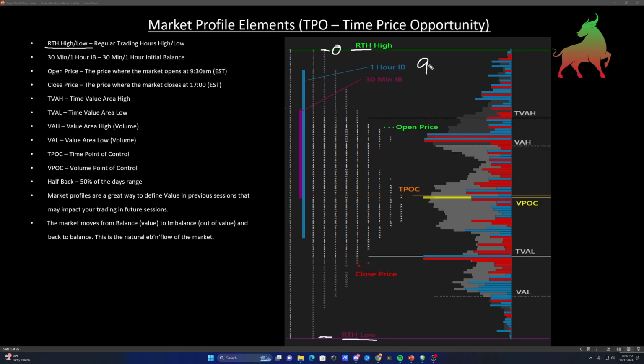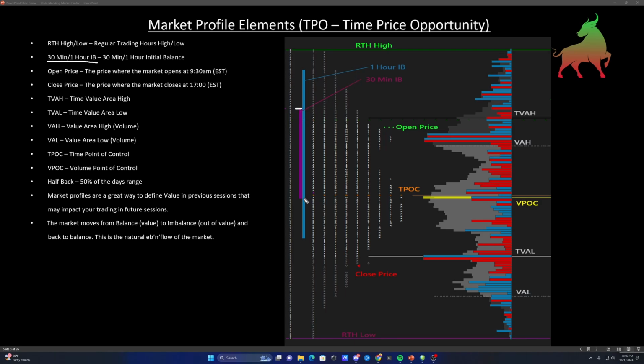So regular trading hours is 9:30 to 1700 Eastern Standard Time. That is New York time. As the market plays out from 9:30 to 1700, you take the high, you take the low, that's how you're going to get those values. RTH high, RTH low. 30-minute and 1-hour initial balances, okay?